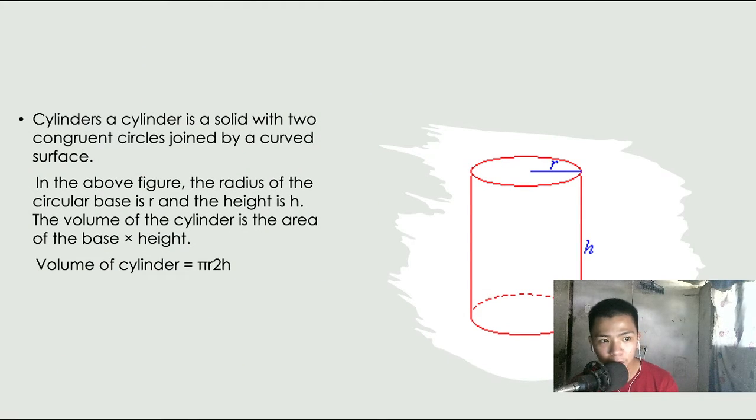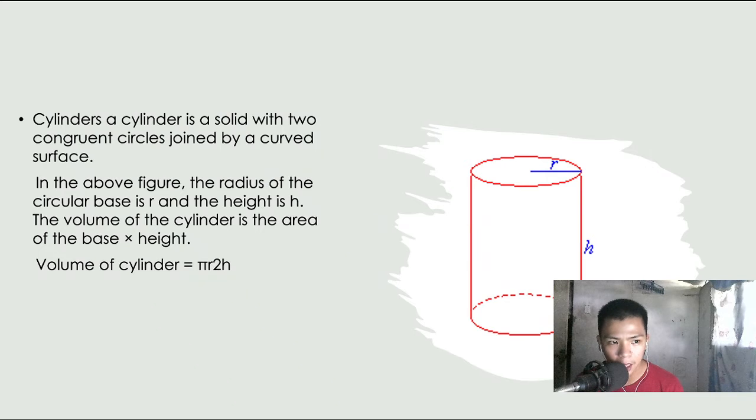A cylinder is a solid with 2 congruent circles joined by a curved surface. You try to see the picture. There are the 2 circles, the bottom and the top. A cylinder is a solid with 2 congruent circles joined by a curved surface, the top and the bottom, which means do you see the circles in top and the bottom and joined by the curved surface, which means in the side of the circle top and the circle in the bottom.